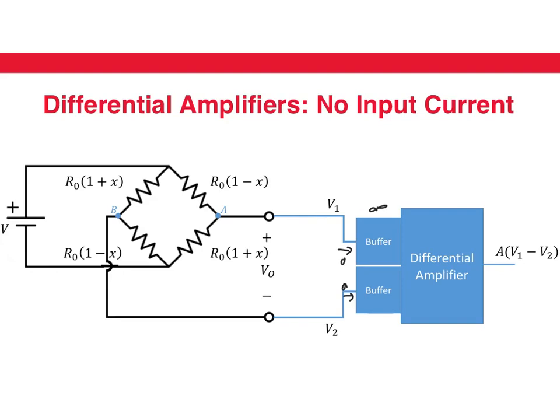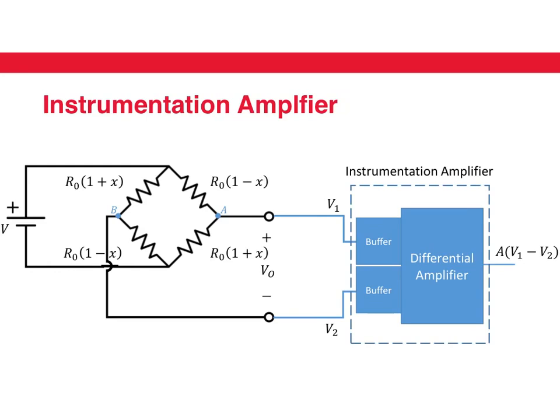But what is this circuit, a differential amplifier with buffers, what is this kind of a circuit called? This is an instrumentation amplifier. So an instrumentation amplifier is commonly used to amplify the output of a Wheatstone bridge.